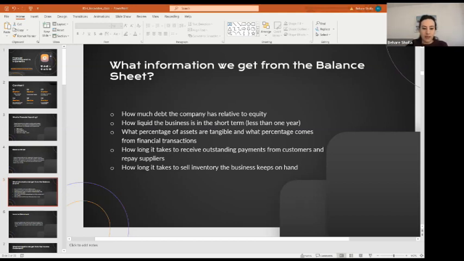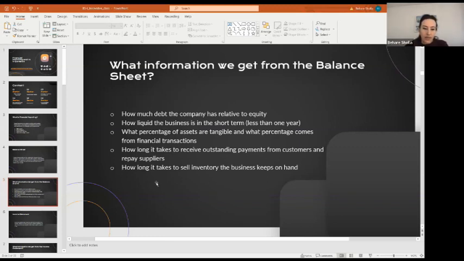Another piece of information is how long it takes to receive outstanding payments from customers and to repay suppliers. Maybe you have heard about accounts payable and accounts receivable. Accounts receivable is the money that the business is going to receive from customers, while accounts payable relates to the obligations and other liabilities that we have towards suppliers or other business partners.